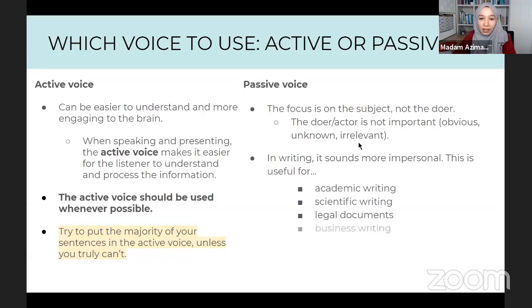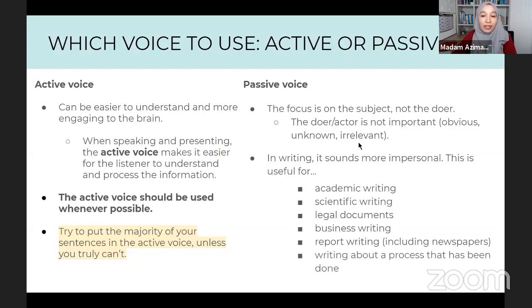We have lawyers here, business writing, report writing, students, including newspapers if we have journalists here, newspaper writing and all. You don't know who did what, so you just want to talk about the action. And if you're writing about a process that has been done, writing a process, okay? So our focus is on the passive voice, okay?